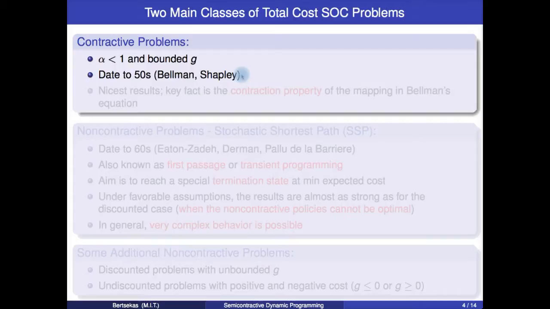An important subclass of such problems is when the number of states is finite, the number of controls per state is also finite, in which case we naturally have a bounded cost per stage. This is the class of problems for which the nicest results hold. And the reason for this is that there's an underlying contraction property of the mapping in Bellman's equation, which accounts for the nice analytical results and also nice computational results for these problems.